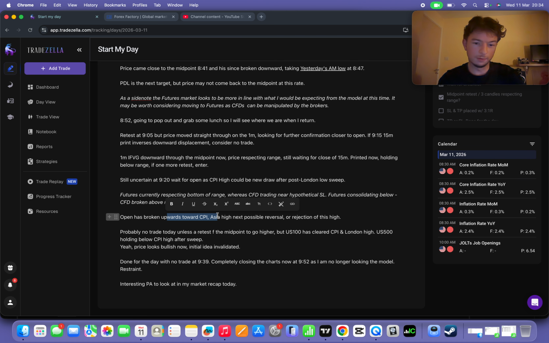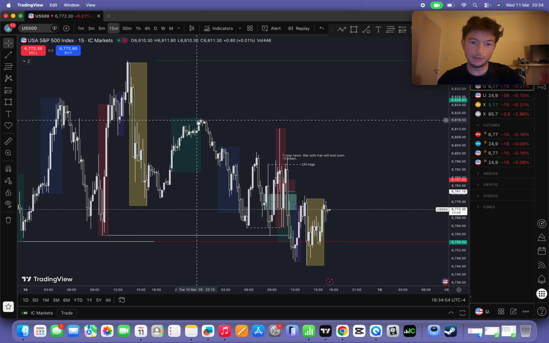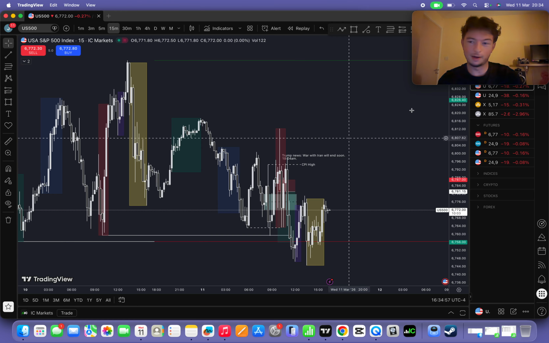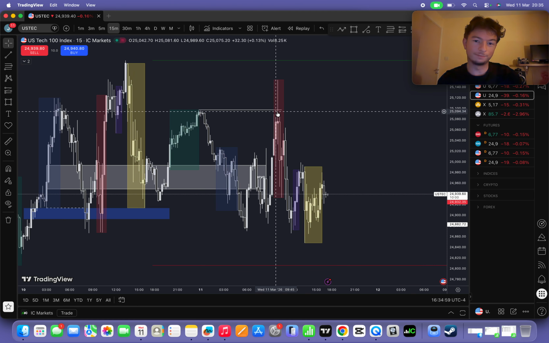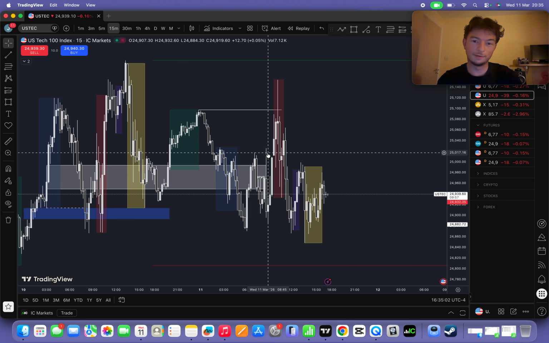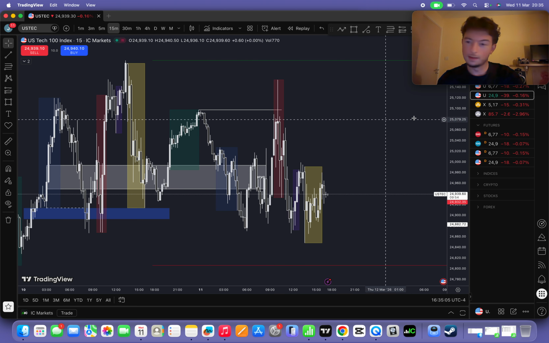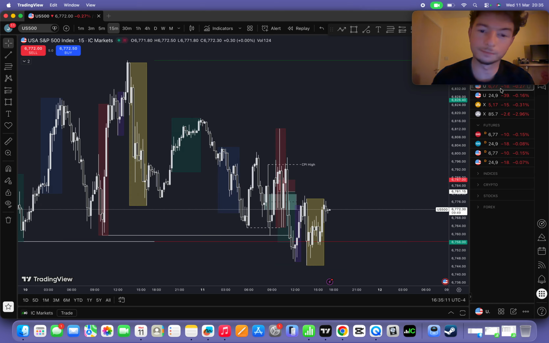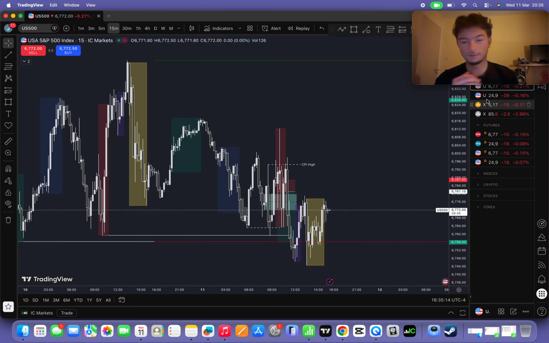Yeah, open has broken towards the CPI. Asia high is the next possible reversal or rejection of this high. And what I mean is the Asia high up here or a rejection of the CPI high. My reason for that being NASDAQ did eventually take the Asia high, whereas this is the CPI high here. So NASDAQ was a lot more bullish today, initially at least. And my reason for the rejection off of this was I was looking for an SMT, basically. I was looking for an SMT and just to see what was going on around it.